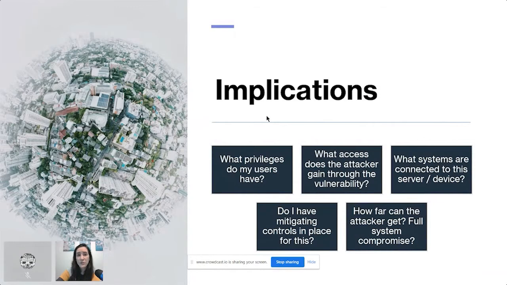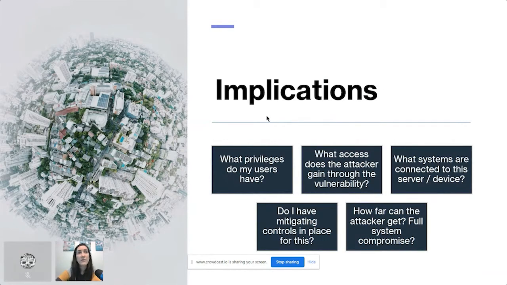Because if you don't have time to remediate them, but you understand the structure you have in place, maybe you use micro segmentation for your network. Maybe you're implementing a zero trust architecture, things like that. So you have other compensating controls in place that would make these vulnerabilities at least null and void, which is great, but it's something to consider, right? And then what access does the attacker gain through the vulnerability?